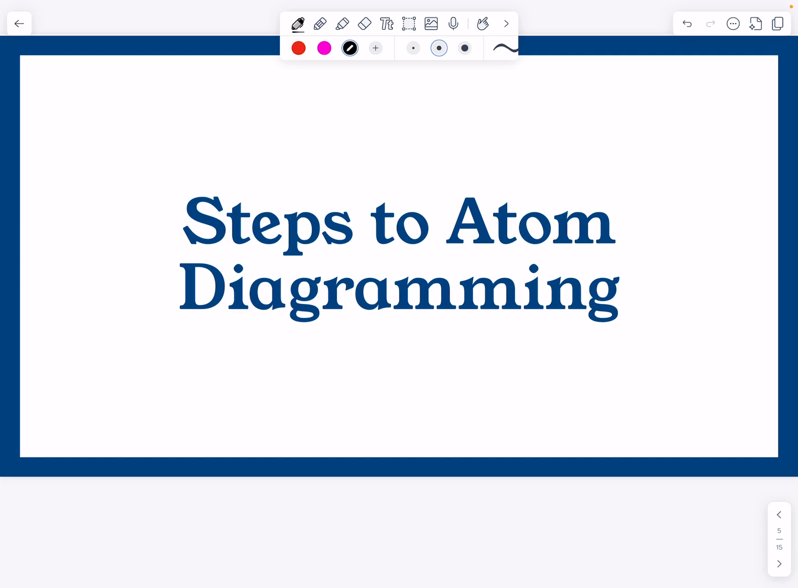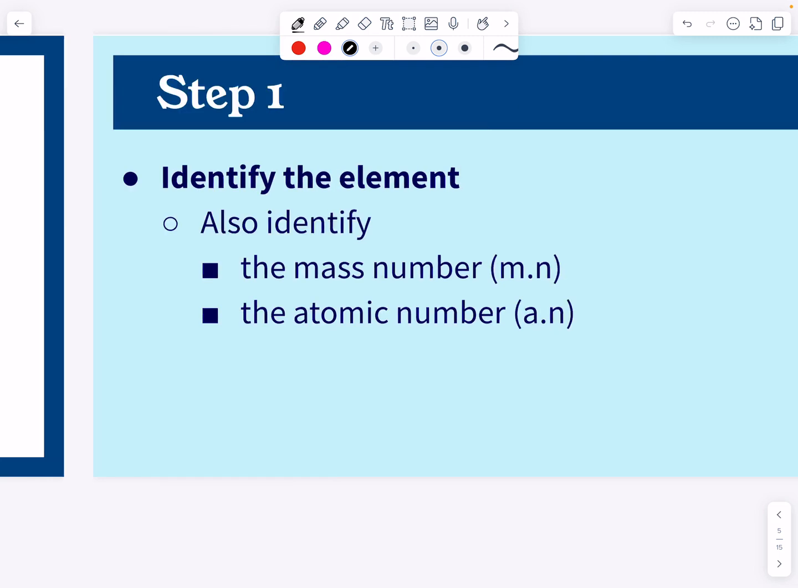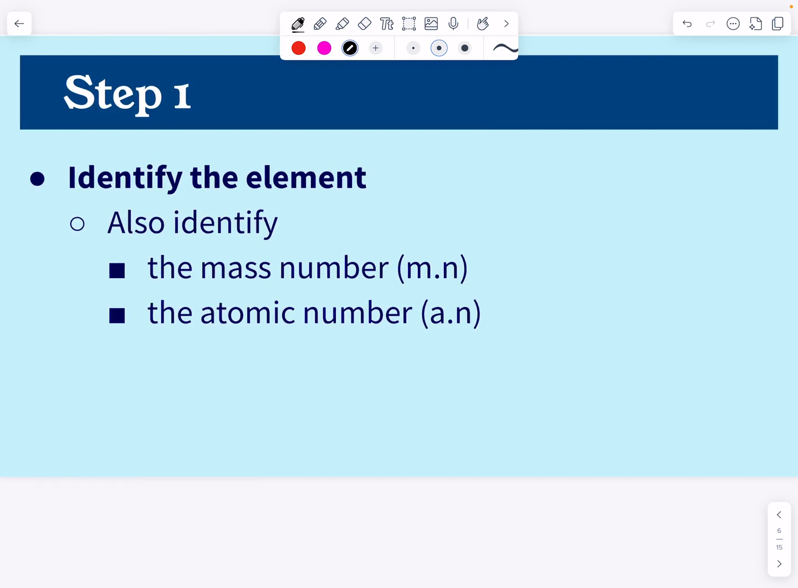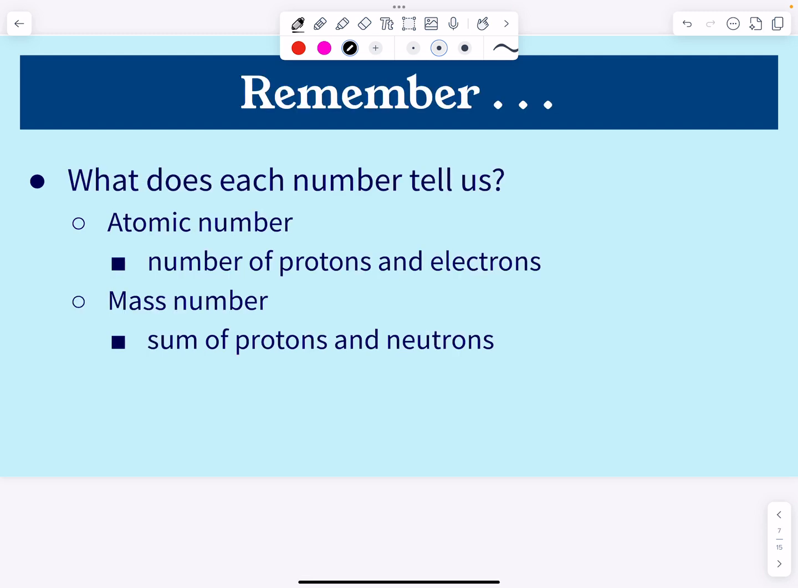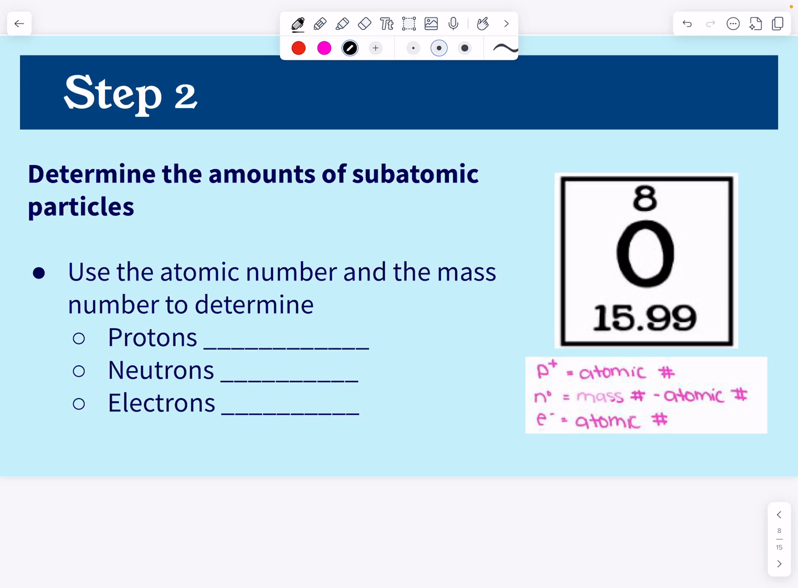Here are the steps to atom diagramming. Follow along and write these in your note catcher that you were given. Step 1, identify the element. Also identify the mass number, which is m.n, and the atomic number, which is a.n. Remember, each number tells us something different. The atomic number tells us the number of protons and electrons, and the mass number tells us the sum of protons and neutrons.